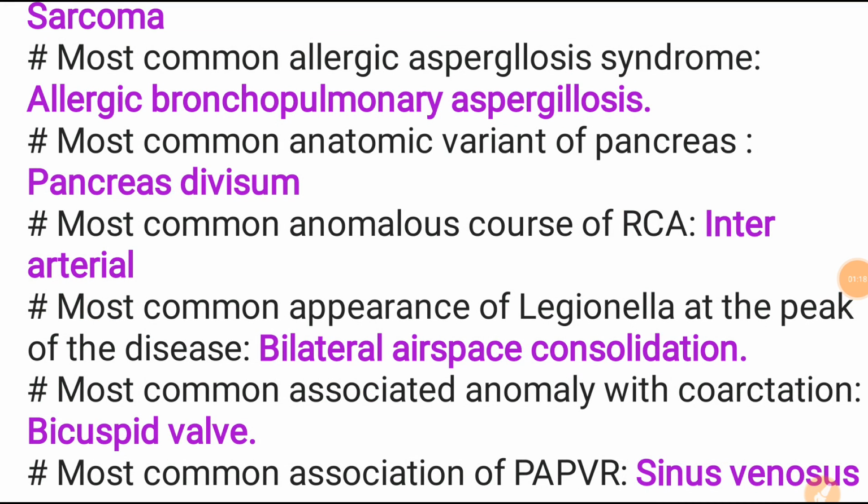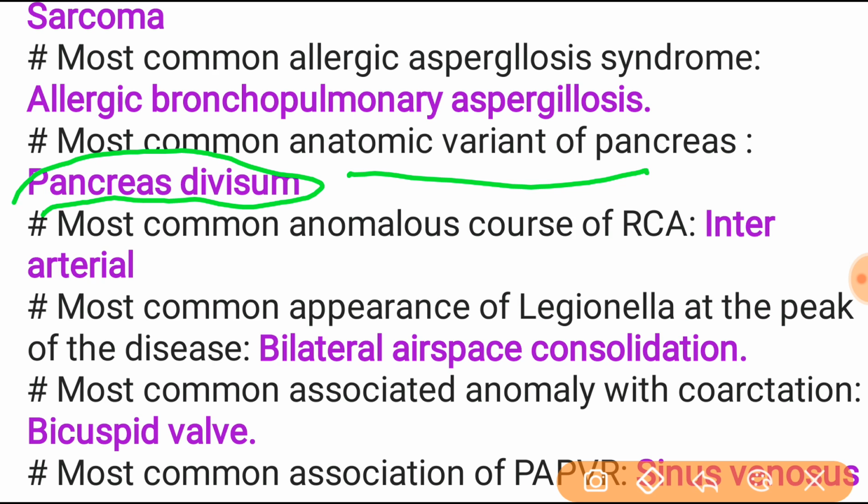The most common allergic aspergillosis syndrome is allergic bronchopulmonary aspergillosis. The most common anatomical variant of the pancreas is pancreas divisum. It is the most commonly asked question, and most commonly repeated. So in the 10,000 question series I have told, it is under that.